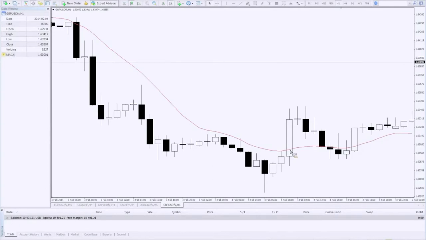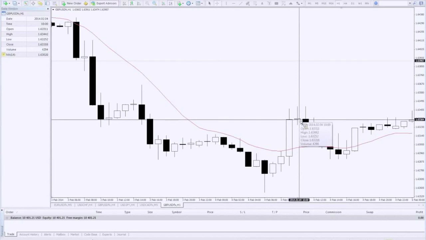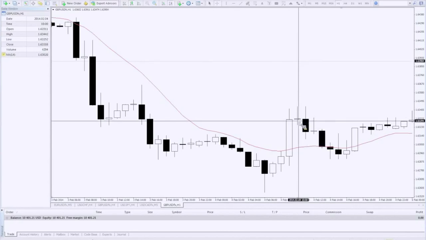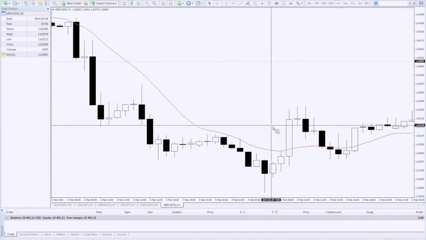So a programmer could look at this information and then write a piece of code that would get you into a long trade at the open of the next candle, or at the close of this candle, but in MetaTrader you can't do that. It's going to be the open of the next candle. I think I got that right. Okay? So that's where all of this data comes in handy.